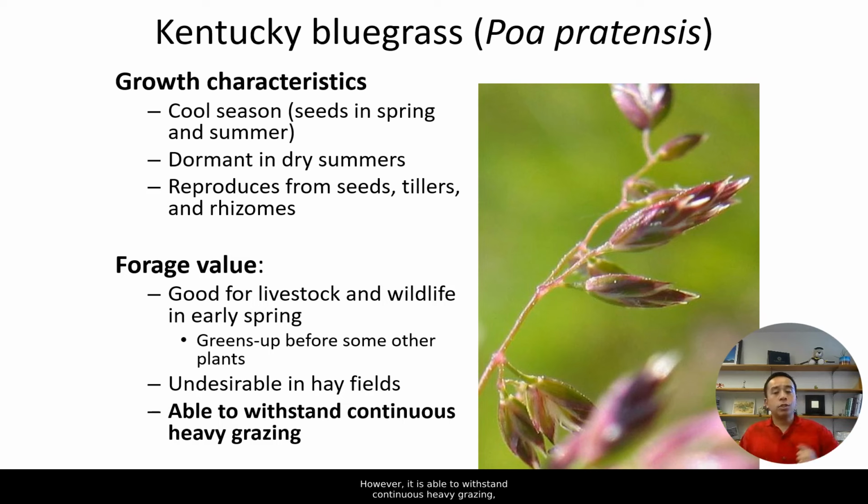However, it is able to withstand continuous heavy grazing, which helps provide and improve its forage quality, and also makes it a great lawn grass because, mowing the lawn is a lot different than grazing in terms of how the mechanical action is working, but it is somewhat similar. So that's why it's often used as a lawn grass as well, because it can really handle continuous heavy grazing.